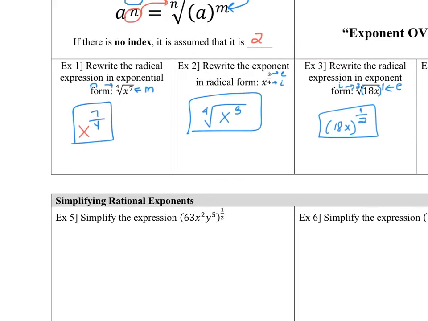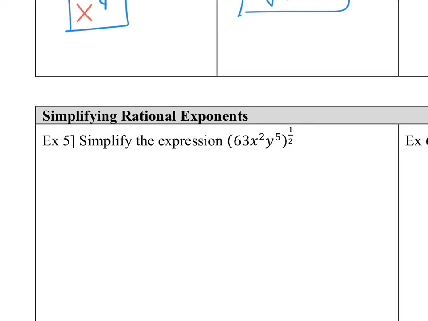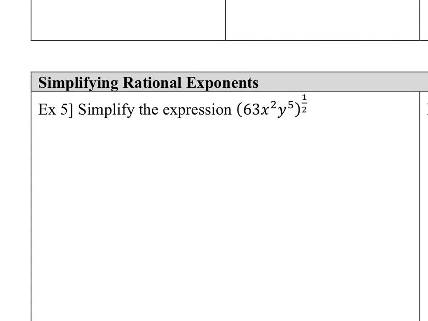Now let's put this into practice. Why is this useful? Well, when you have something like example 5, simplify the expression, you could use your exponent rules if you remember them. But if you don't remember what to do with an exponent like this, what you can do is change it into a radical and then simplify that. So all of this goes underneath the radical. So 63x squared y to the 5th, all underneath the radical.